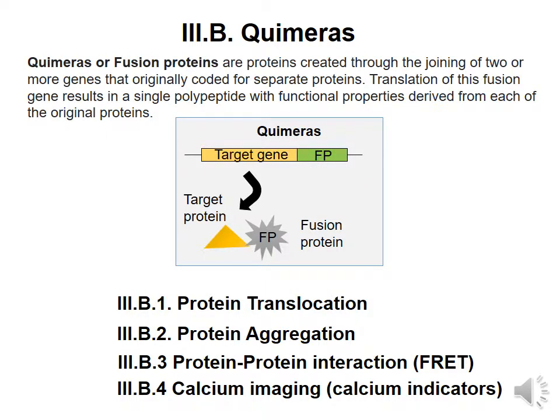And chimeras have multiple applications. They are used for studying protein translocation. They're used for studying protein aggregation, protein-protein interaction with the use of FRET, and we will talk about this in a second, and also the use of calcium imaging with calcium indicators. And in the next slides, we will see an example of each of these applications.